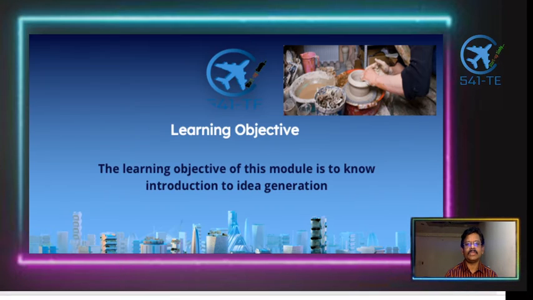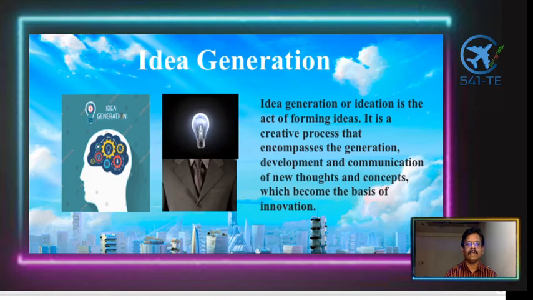The learning objective of this module is to know the introduction, that means the basic concept of idea generation, and how it happens with the individual. Idea generation is something, you can see the pictures here, a bulb, an executive suit, and the brain, which relates to the thought process. In general, idea generation or ideation is the act of forming ideas.